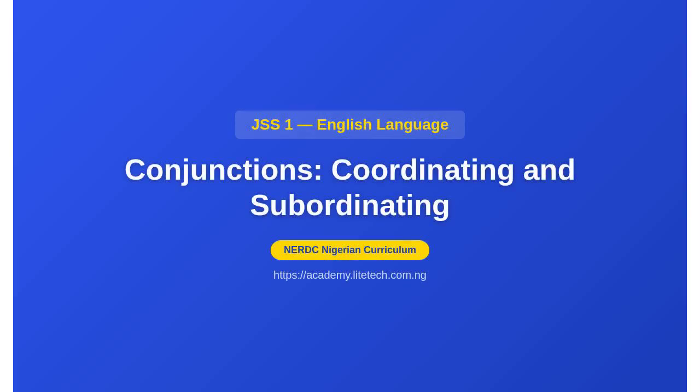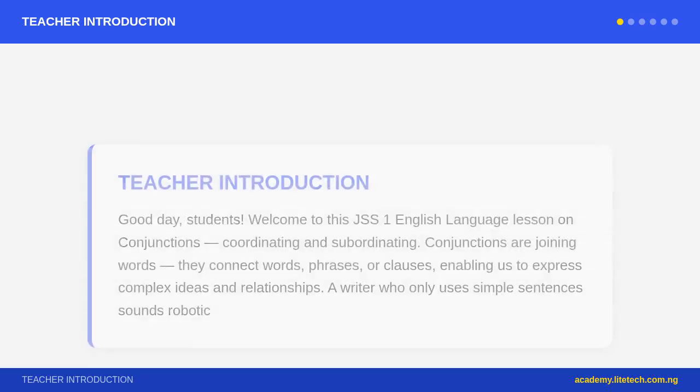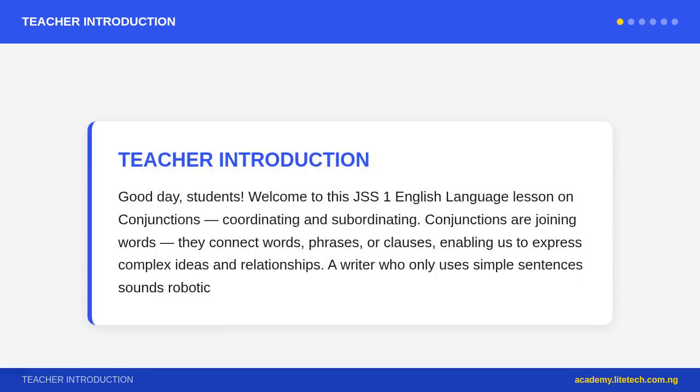Good day, students. Welcome to this JSS 1 English language lesson on conjunctions, coordinating and subordinating. Conjunctions are joining words. They connect words, phrases, or clauses, enabling us to express complex ideas and relationships. A writer who only uses simple sentences sounds robotic and monotonous. Conjunctions give writing flow, rhythm, and sophistication.